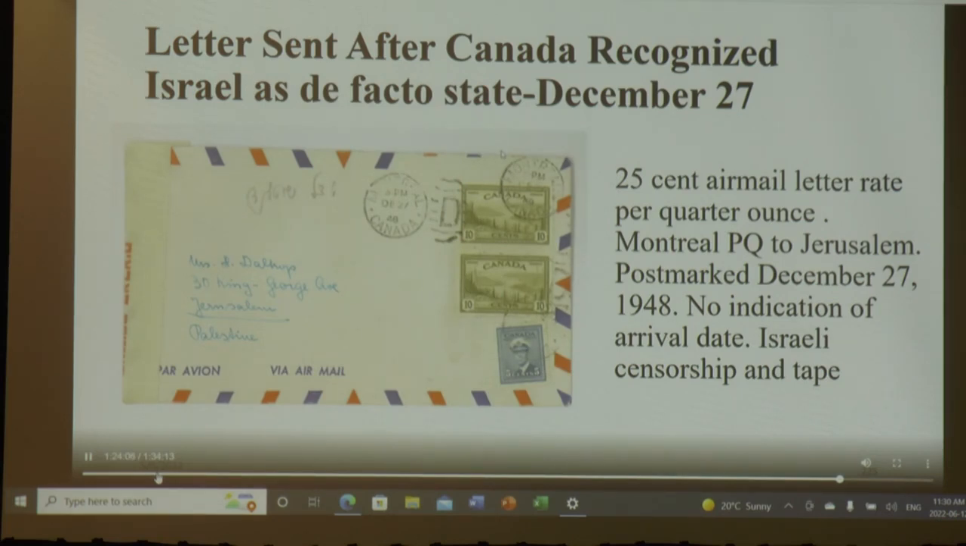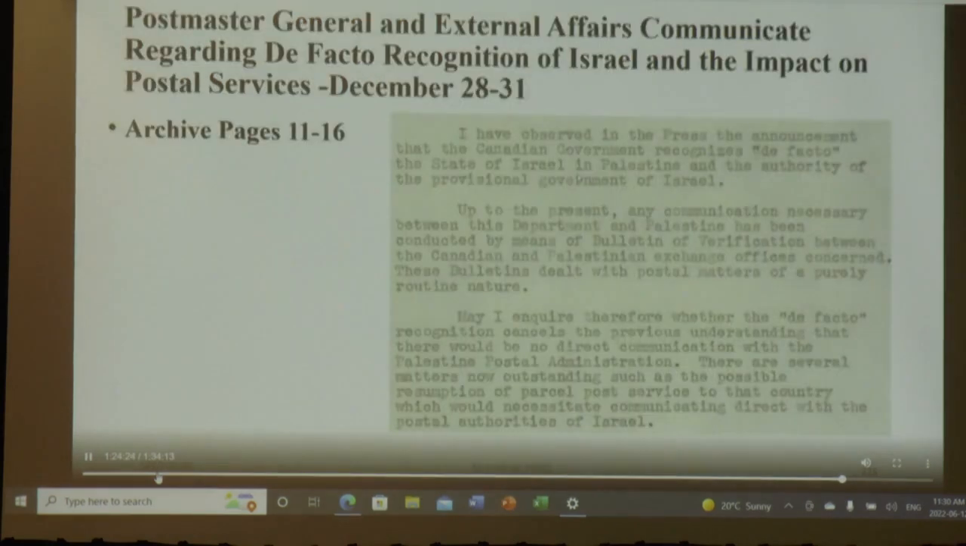Because this was one of the first letters to travel to Israel after Israel had been extended de facto recognition by Canada on December the 24th, Christmas Eve. This is going day after Boxing Day to Jerusalem. It was addressed to Jerusalem, Palestine, but it actually was going to Israel.